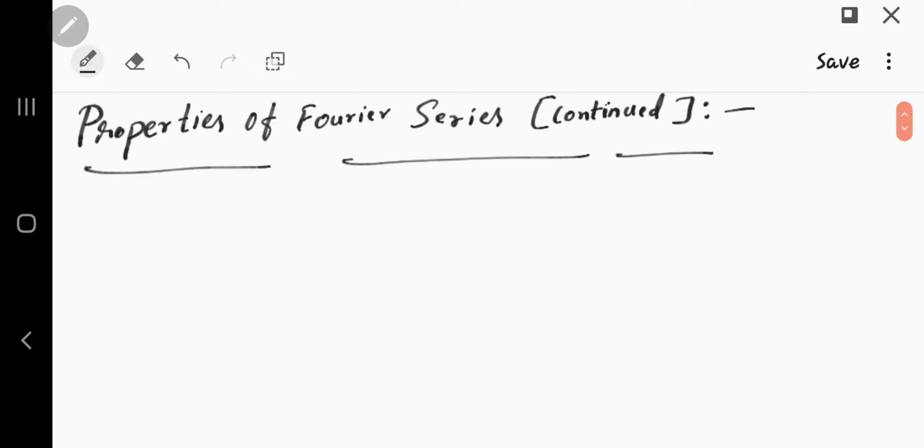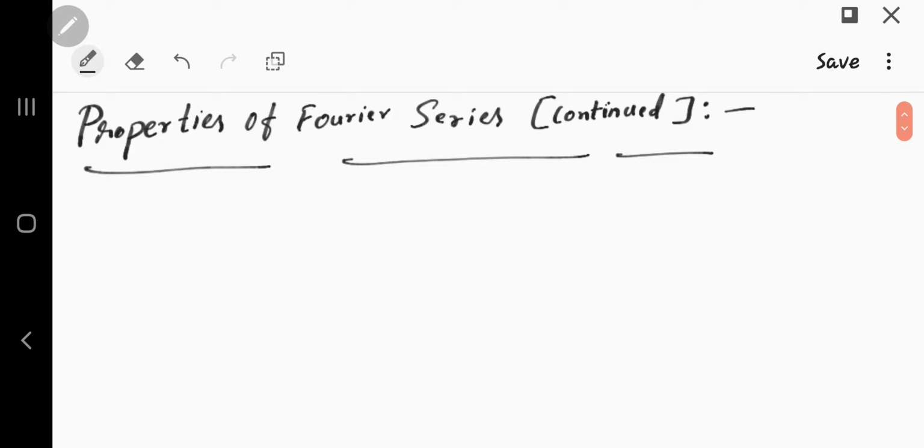In the last video we took the equations for Fourier series, and we also listed the properties of Fourier series for periodic signals. In that we took the proof of linearity, time shift property, frequency shift property, and scaling property. So four of them have been completed. Now in this video we will continue with the remaining properties of Fourier series.